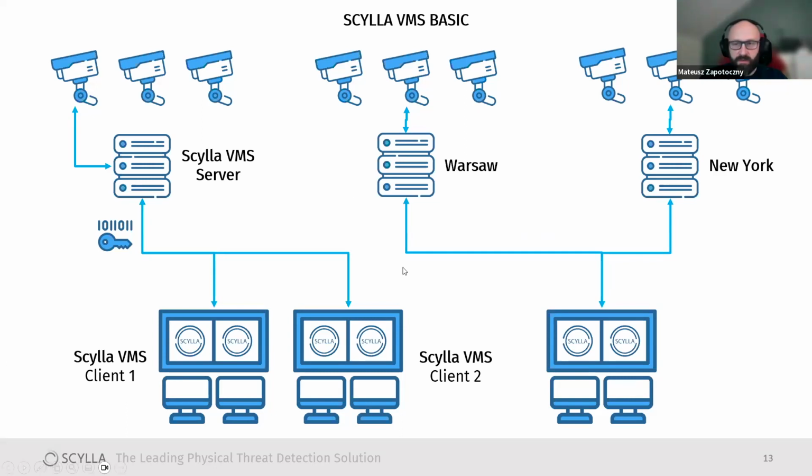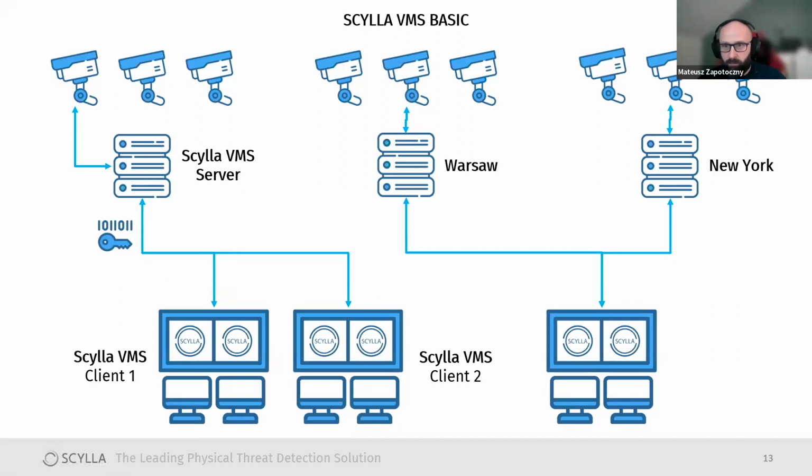You can use this one from warehouse to shops, small shops, or even big solutions like city surveillance. Usually you just put the cameras to the server, you use the client stations. This can be police department, this can be some kind of security company, this can be some private user. Doesn't matter, you can build the system using the basic Scylla VMS.